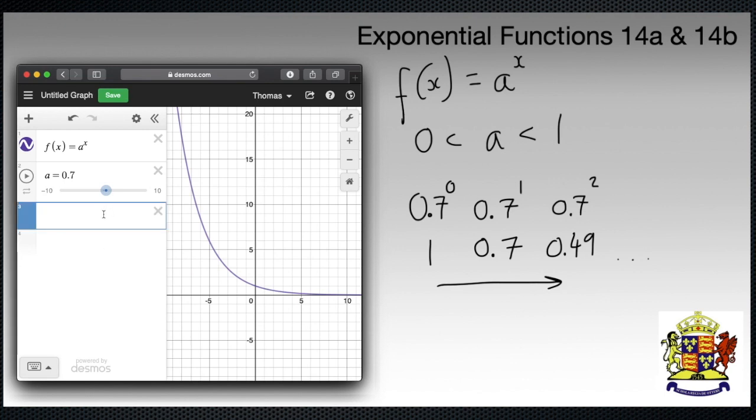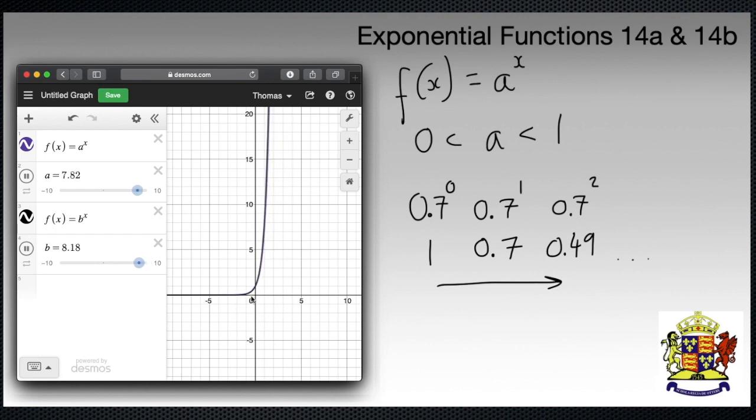Okay, if I plot two of these graphs, and I add a slider for b as well, what we can see is that these two graphs will both go through (0, 1), and they'll just go in different directions, like that. The black line in this case is when we are greater than 1, the purple line between 0 and 1. So the big question is what's going to happen when I go below 0?